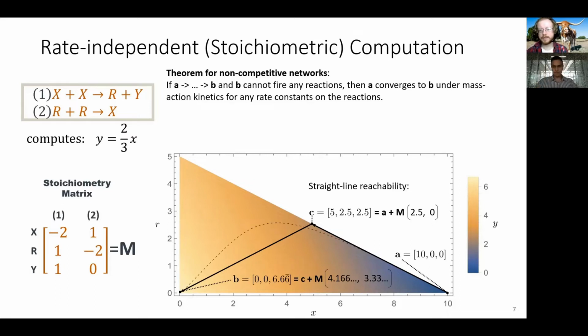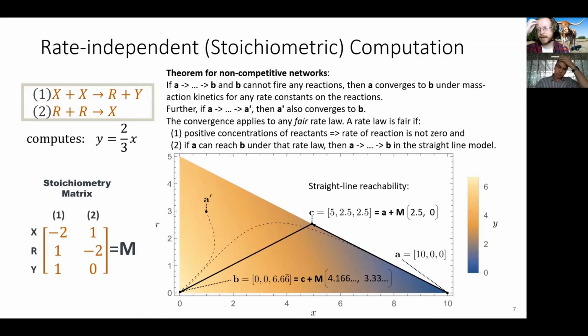We can prove something a bit stronger than that also. For any state in this set of stoichiometrically reachable states, for example, this random state A prime that I show here, we also know that A prime converges to B under mass action kinetics for any rate constants. So this captures a wide class of initial perturbations. You can start anywhere in the set of stoichiometrically reachable states, and if you let mass action kinetics take over, it will converge to the correct output state.